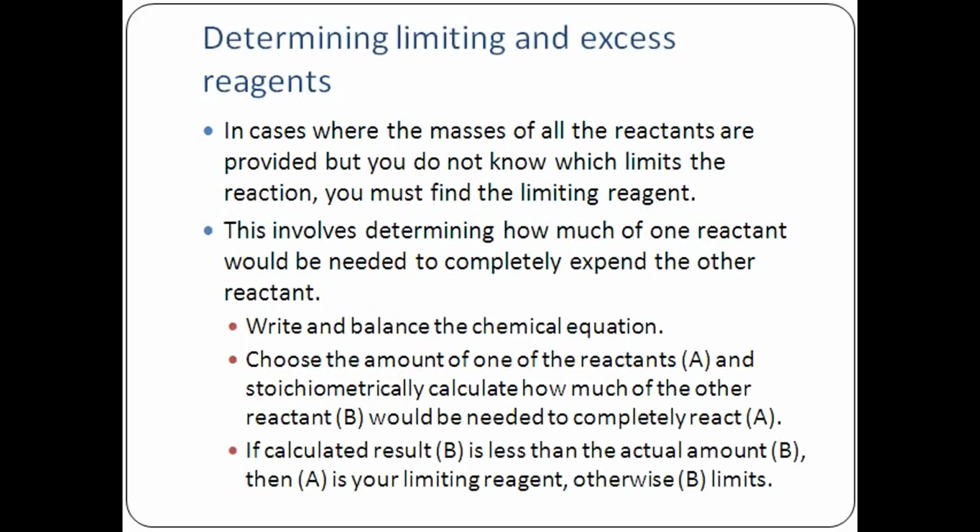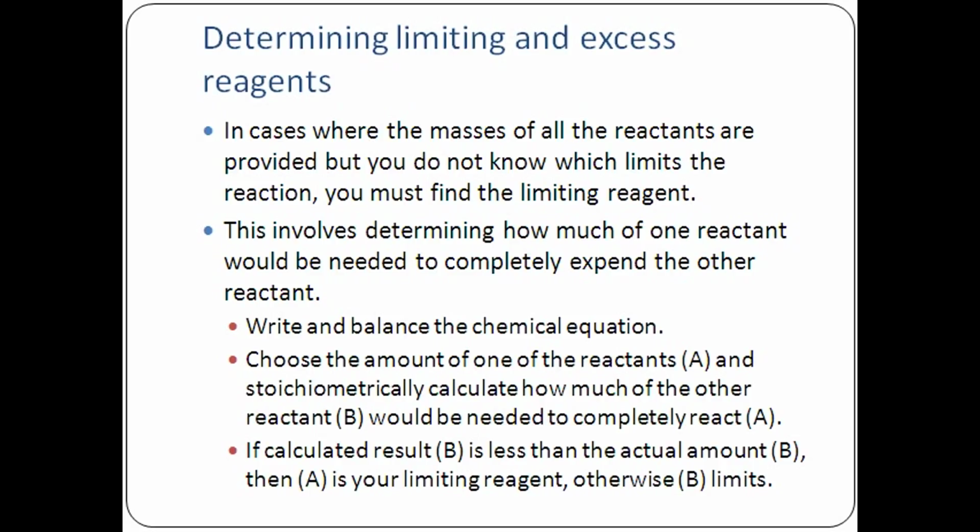In cases where the masses of all the reactants are provided, but you do not know which one limits the reaction, you must find the limiting reagent. That's our goal here. Using our analogy, if we have 15 eggs and 40 cups of flour, my goal is to figure out how many brownies I can make. I have to know which one's going to run out first. If I can figure out which one runs out first, then I can figure out how many brownies I can make.